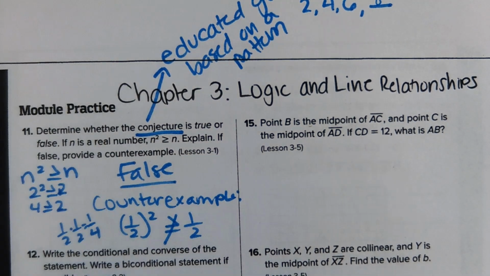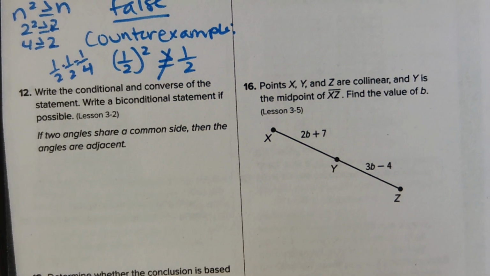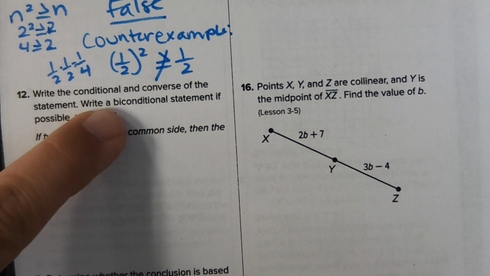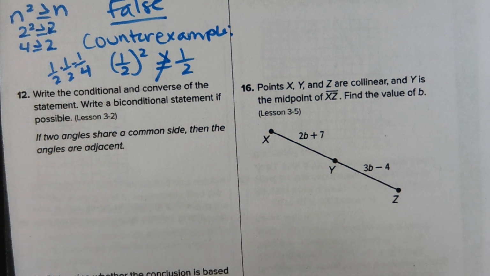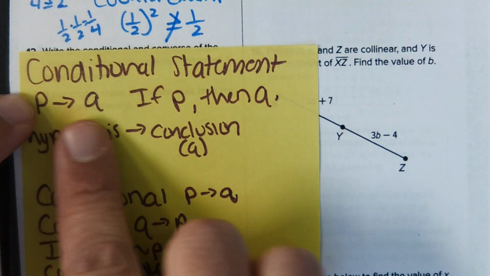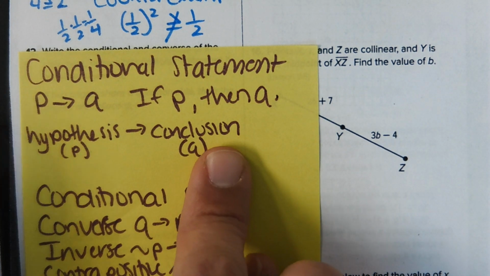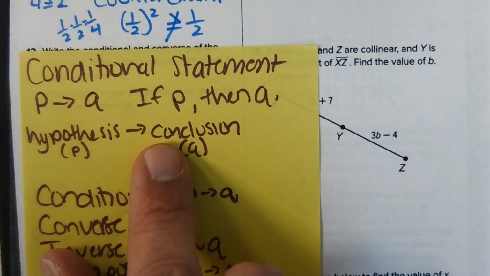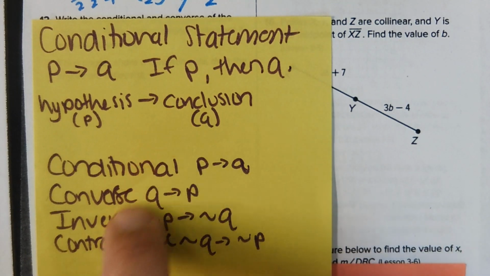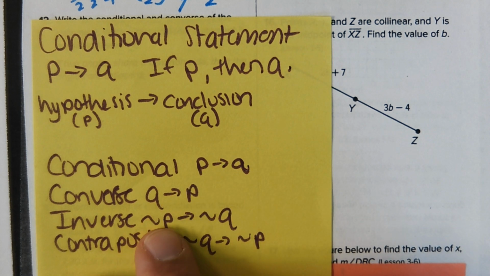Okay, so the next one requires us to review something from before. It says write a conditional statement and a converse, and then write a biconditional statement if possible. Just reviewing here, a conditional statement was P then Q, and it's often in this format, if P then Q. P is the hypothesis and Q is the conclusion. Once you have a conditional statement, you can come up with the converse, inverse, and contrapositive, where you're changing the order of the statements, and the squiggly line means not. So not P, then not Q, and so on.